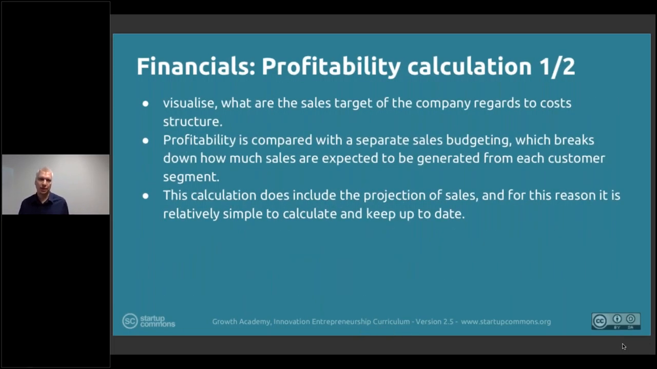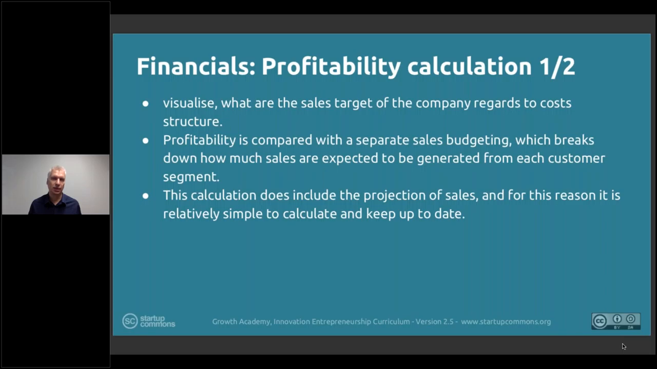So, profitability calculation at whole organizational level. Looking first at the sales and profitability of individual products per customer segment, but then profitability compared to budgeted profitability, sales budgeting, breakdowns, known decisions, known existing deliveries or agreements in place, and so forth.